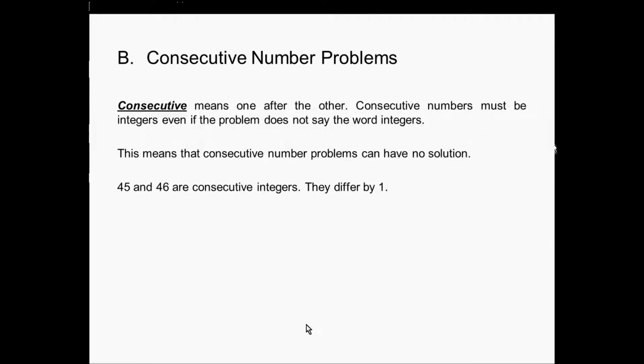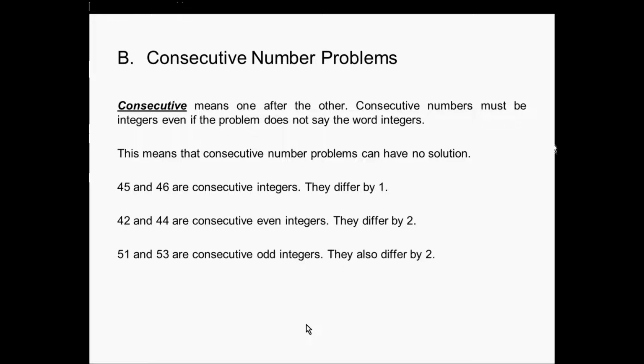So 45 and 46 are consecutive integers. They differ by 1. Okay, consecutive integers differ by 1. 42 and 44 are consecutive even integers. Notice, they differ by 2. 51 and 53 are consecutive odd integers. They also differ by 2. Consecutive even and consecutive odd behave the same way. They differ by 2.